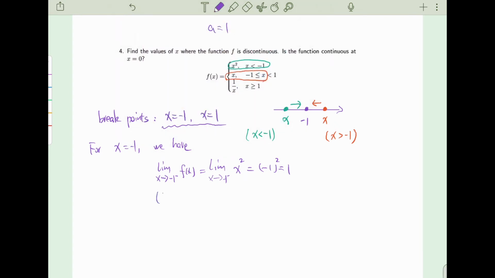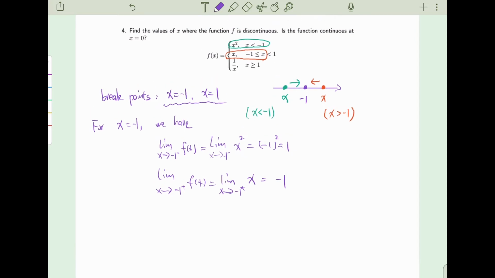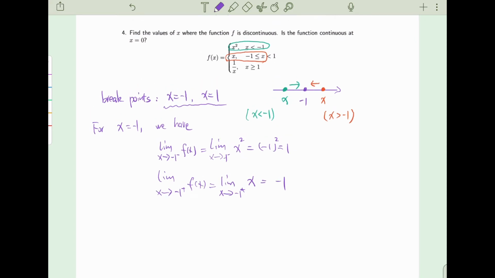So the limit as x goes to -1 plus of f of x is going to be the limit as x goes to -1 plus of x, right? And you plug in, you get -1. Okay, so the left limit is already not equal to the right limit, so we can just conclude from here that the function f of x is discontinuous at x equal to -1.